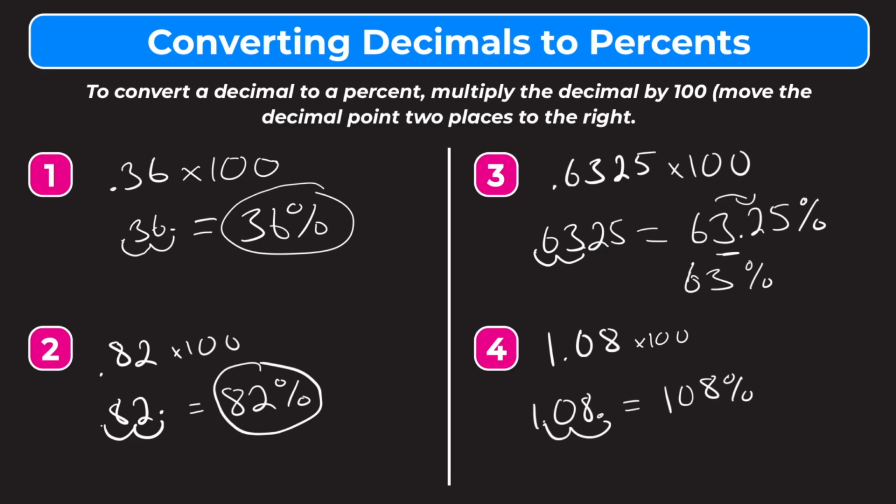If you have a problem like this, that's perfectly fine. That is the answer, 108%. You're allowed to have percents that are greater than 100. This is an example of that. And so if that's what you get, that is the correct answer. Don't be nervous that you did something wrong.